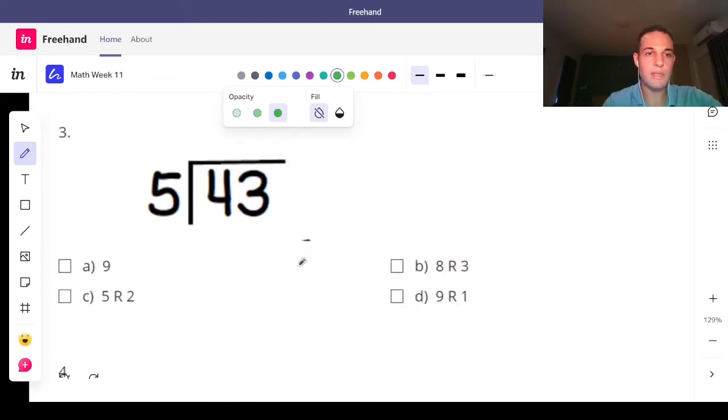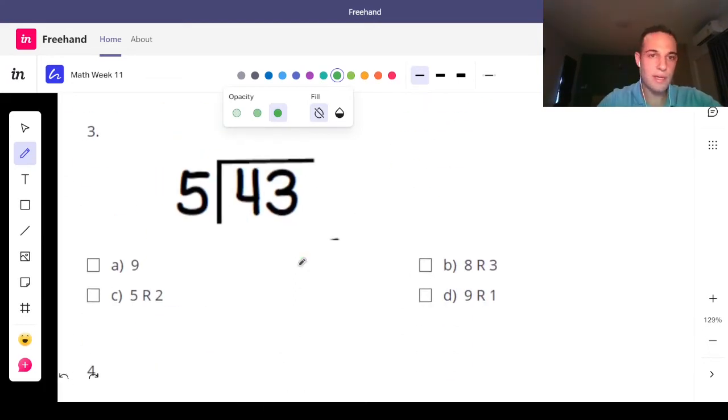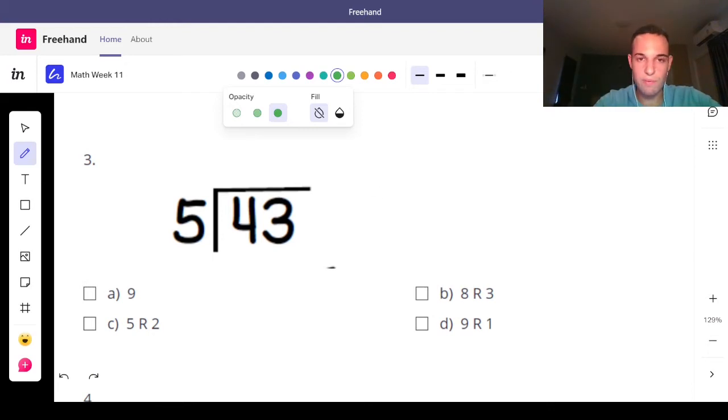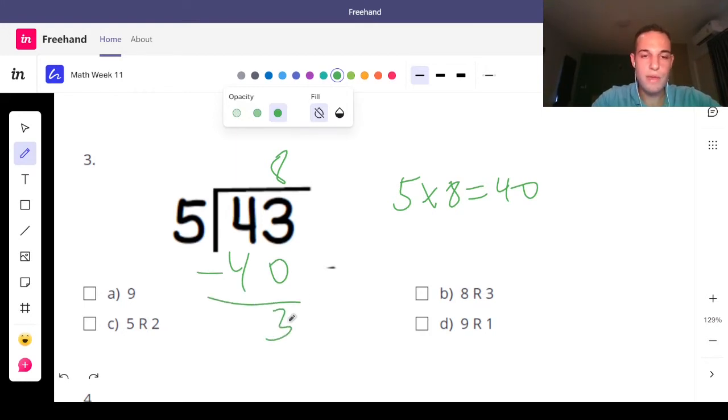Okay. Next is 5 goes into 43. Now this one is pretty easy. 5 times 8 equals 40. So we have an 8 here. And we have 40. 43 minus 40 equals remainder 3. All right.